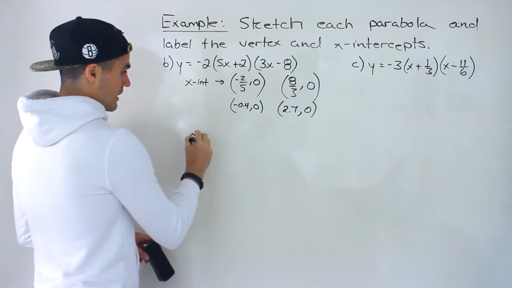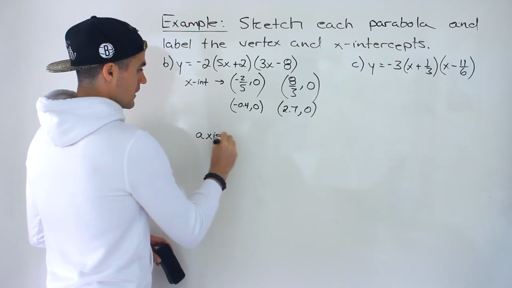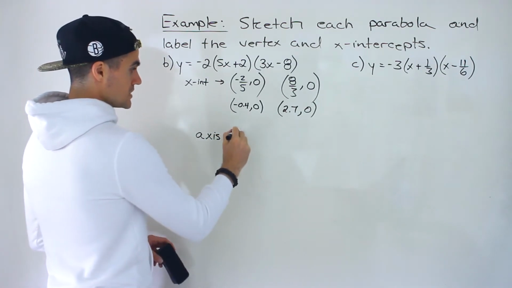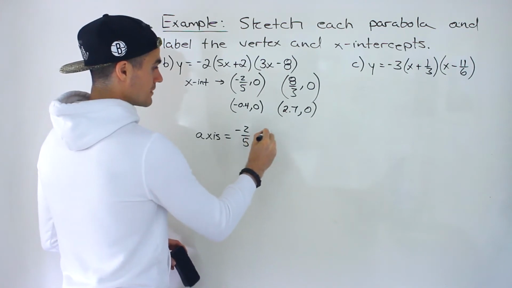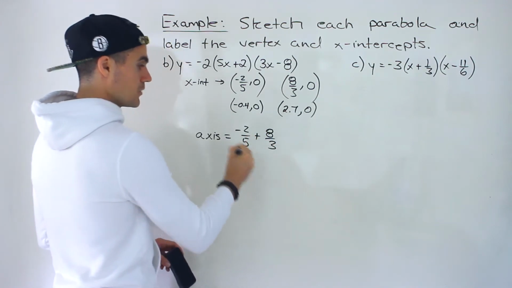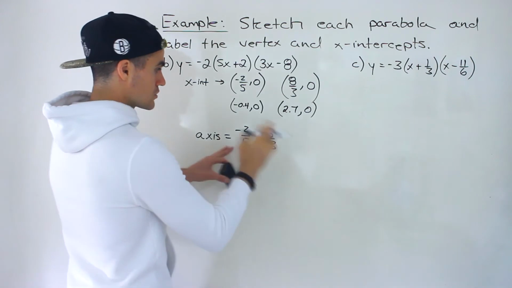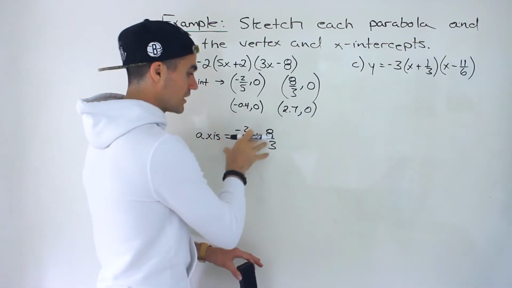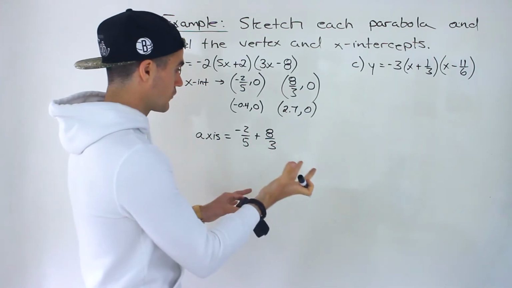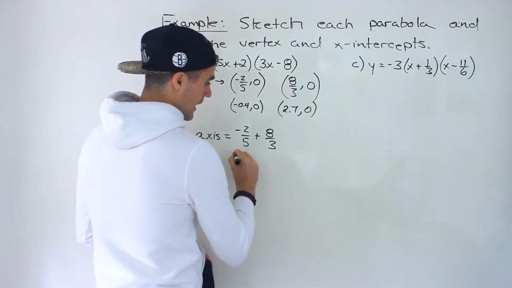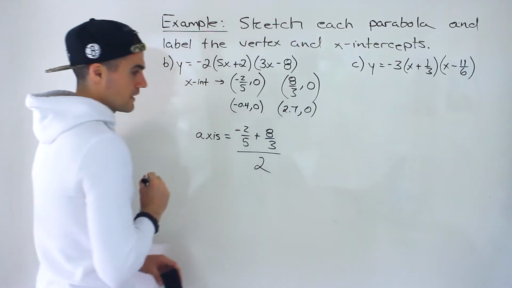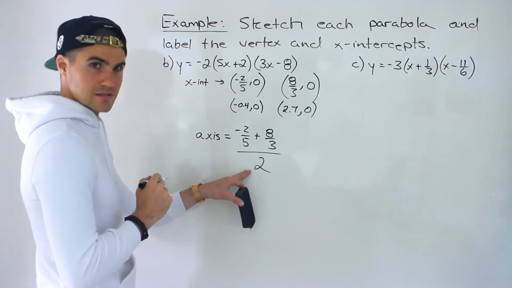Now, if we want to find the axis of symmetry, what do we do? Well, we take the two intercepts, negative 2 over 5 and 8 over 3, and we add them up. Right? We add up the x-intercepts. You could also do it the other way, 8 over 3 plus negative 2 over 5, which would be 8 over 3 minus 2 over 5. You're going to get the same value. And then after we add them up, we have to divide by 2. Just don't forget this 2 over here.